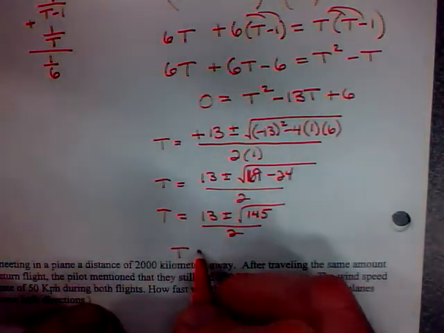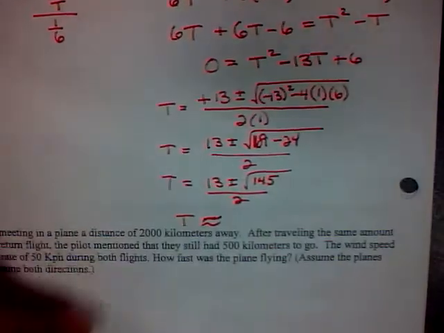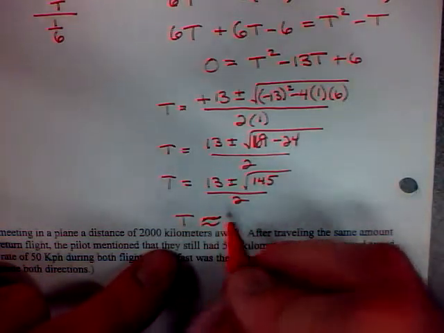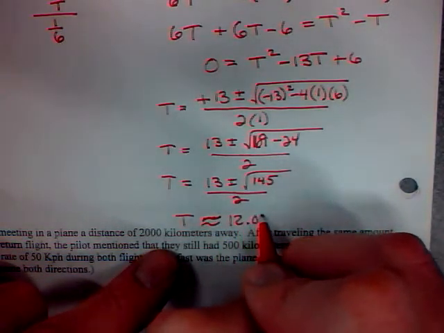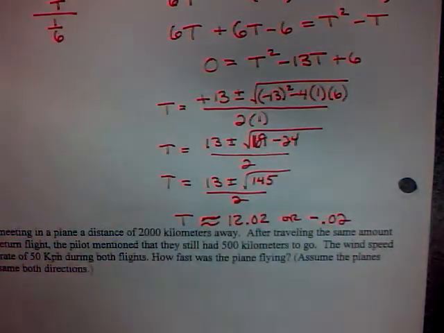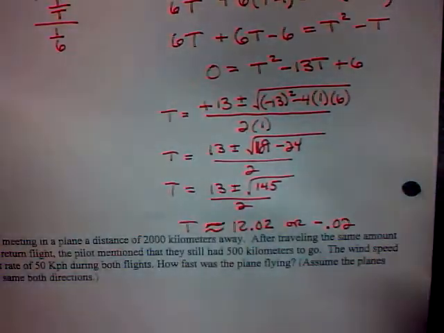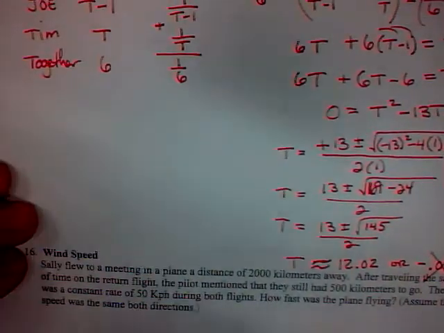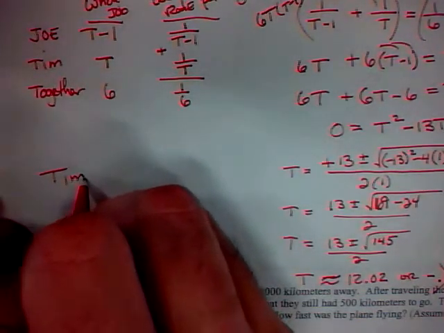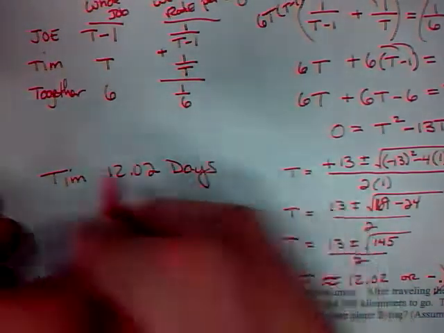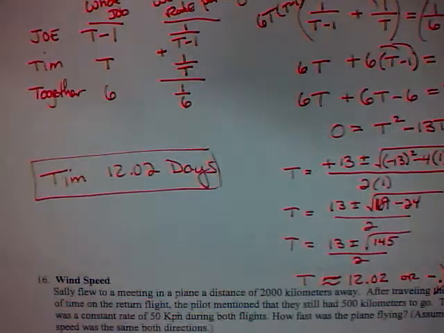So T would be approximately, if we pop that in a calculator, when we do the plus, 12.02, or if we do the minus, we get negative 0.02. But we can't have a negative amount of days, so that one gets thrown out. So it takes Tim, and that's what we're looking for, Tim to do it by himself, 12.02 days. And that's your answer on that one.